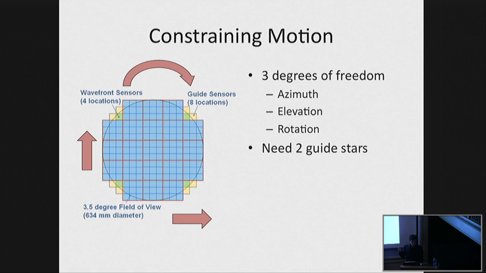In order to constrain these 3 degrees of freedom, 2 guide stars are needed, and in order to achieve the highest possible precision in constraining those 3 degrees of freedom, the 2 guide stars need to be picked from 2 separate quadrants on the telescope.